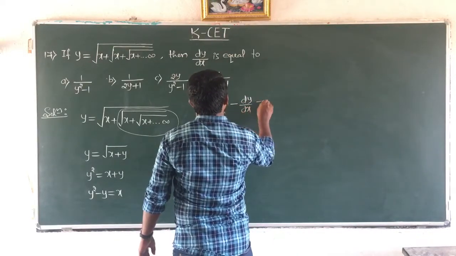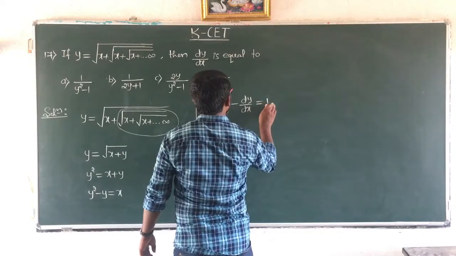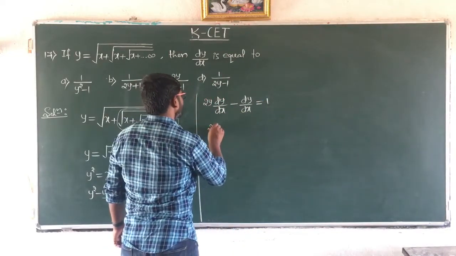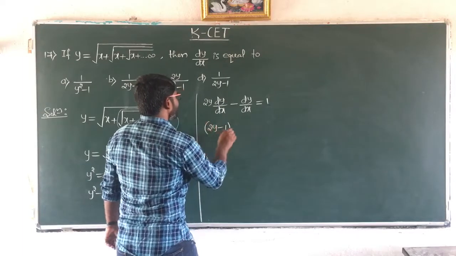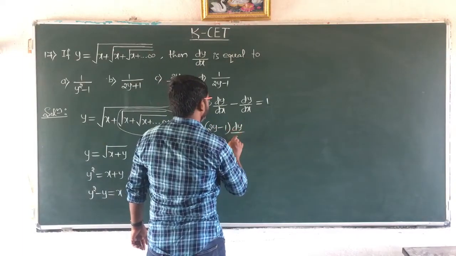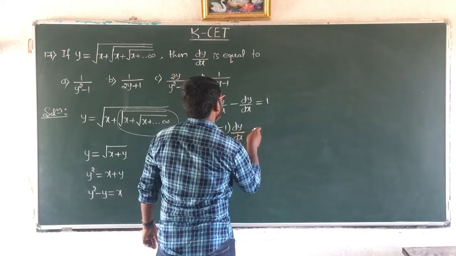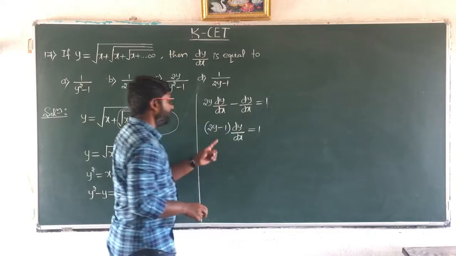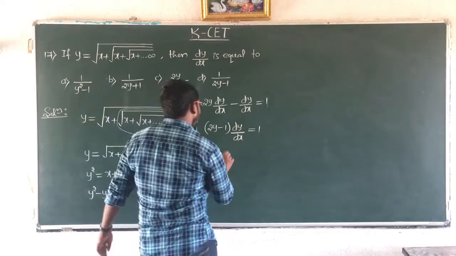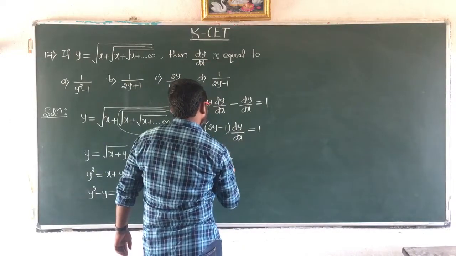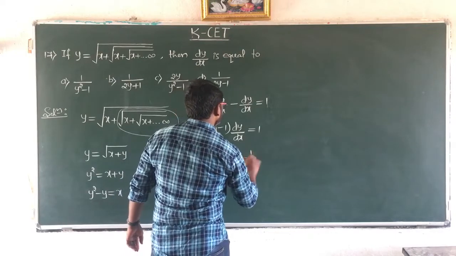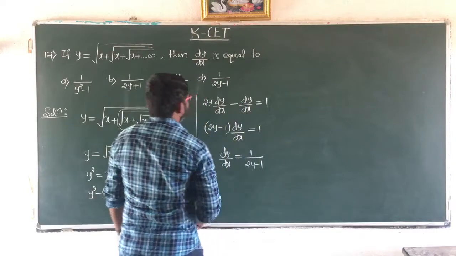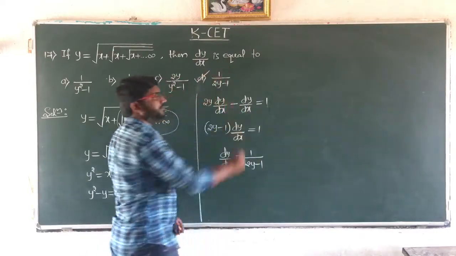Then derivative of x will be 1 in the RHS. So now in these two we have dy by dx as a common term. So 2y minus 1 into dy by dx is equal to 1. So now take this term to the RHS, it goes to the denominator. Dy by dx is equal to 1 divided by 2y minus 1. So it is the option D.